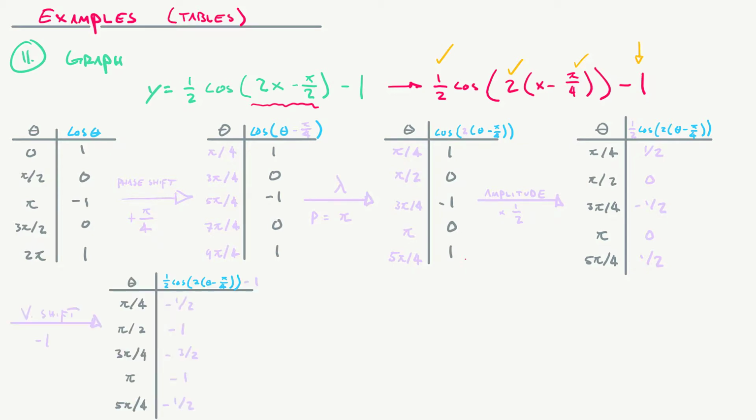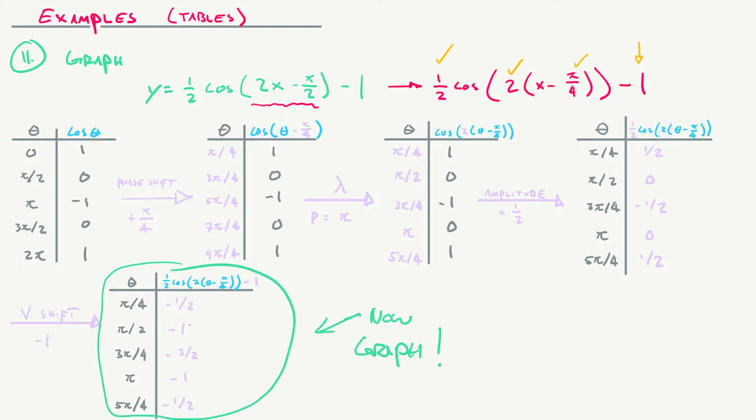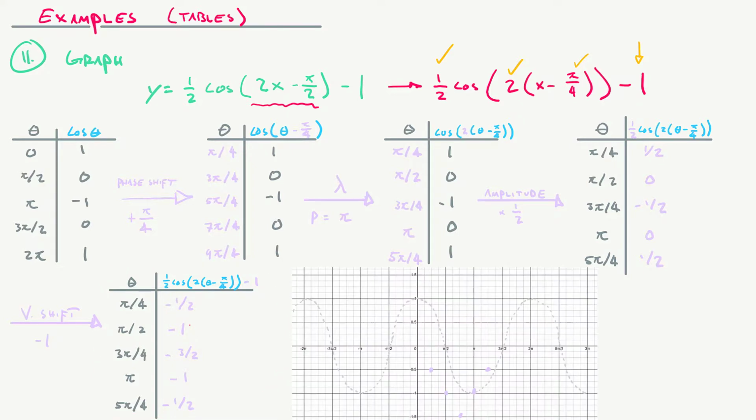The vertical shift, similarly easy, in my opinion. You're just going to subtract 1 from all of these things now. 1/2 minus 1 is -1/2, 0 minus 1 is -1, so on and so forth. And then we're finally done. We just need to graph this thing. So then I go to the graph. I put on here the dotted line, that's the normal sine graph, normal cosine graph. But now I'm just plotting this table.